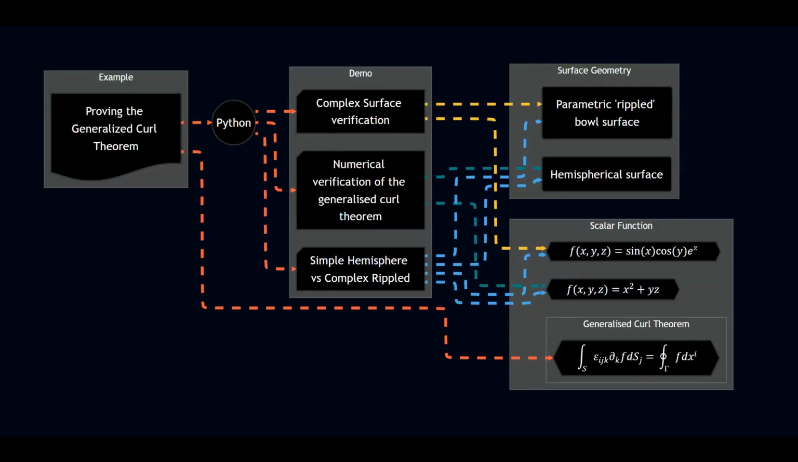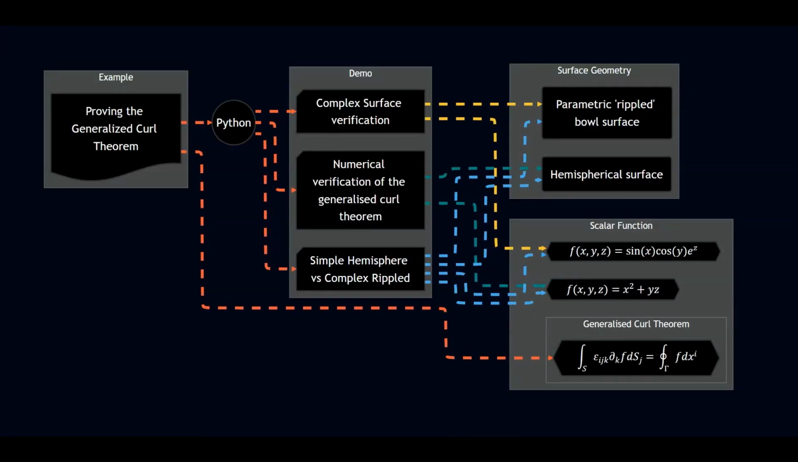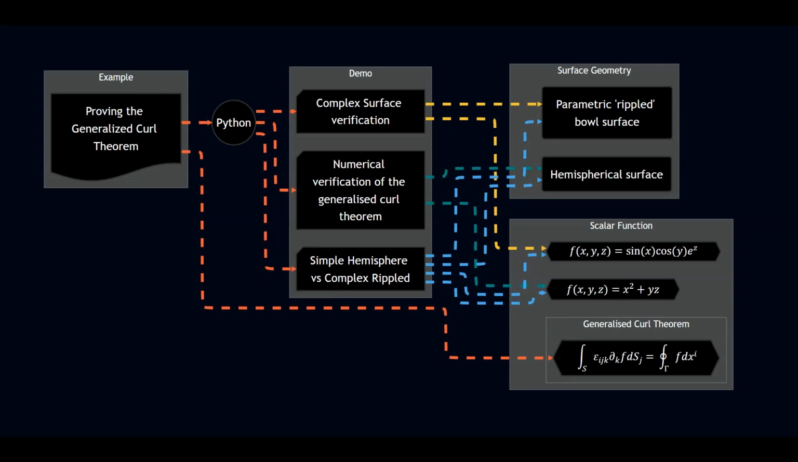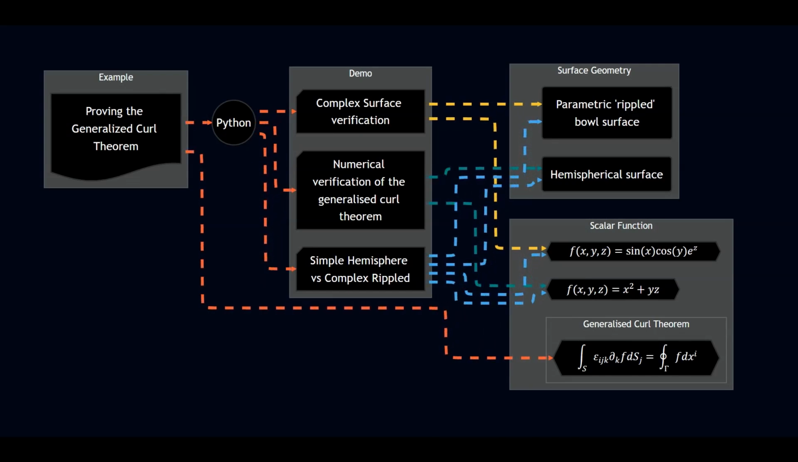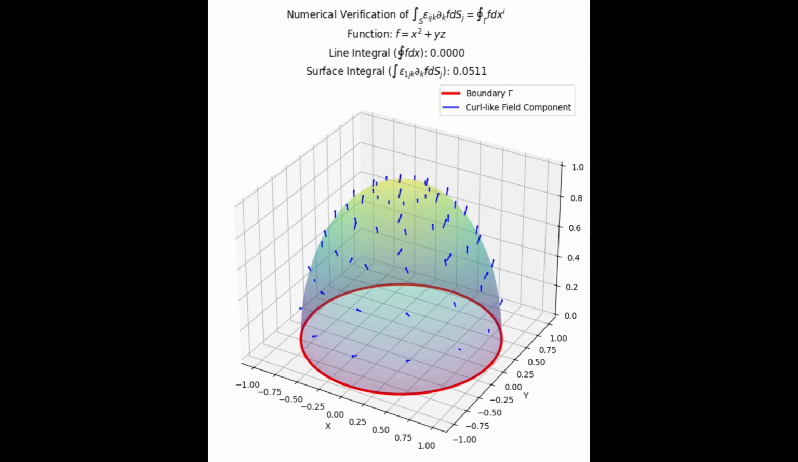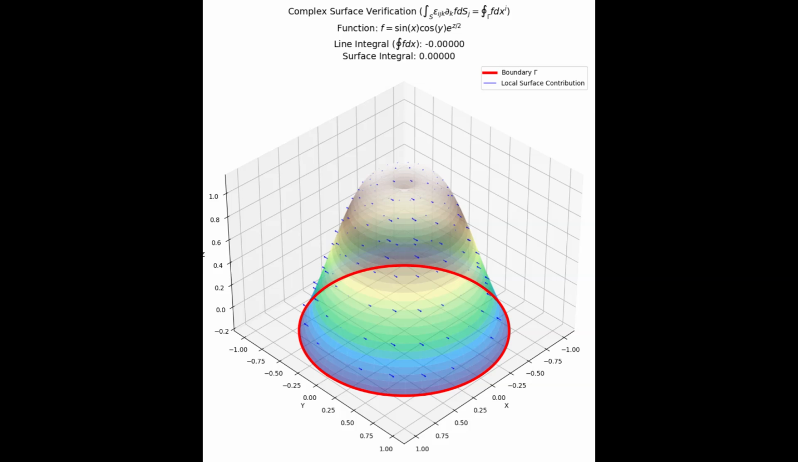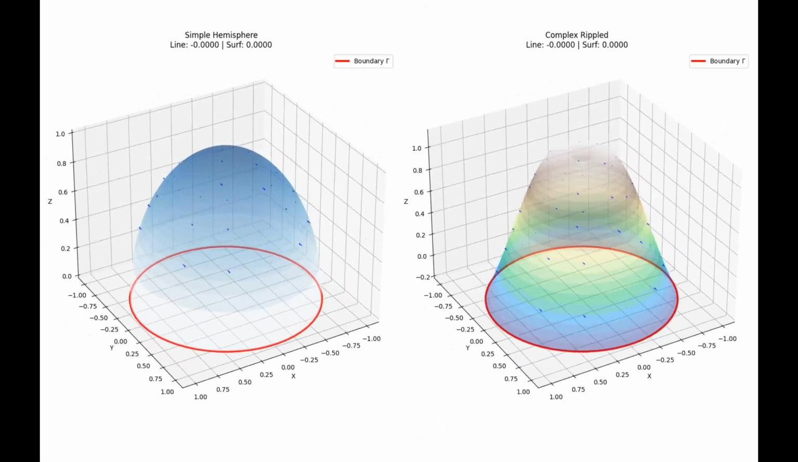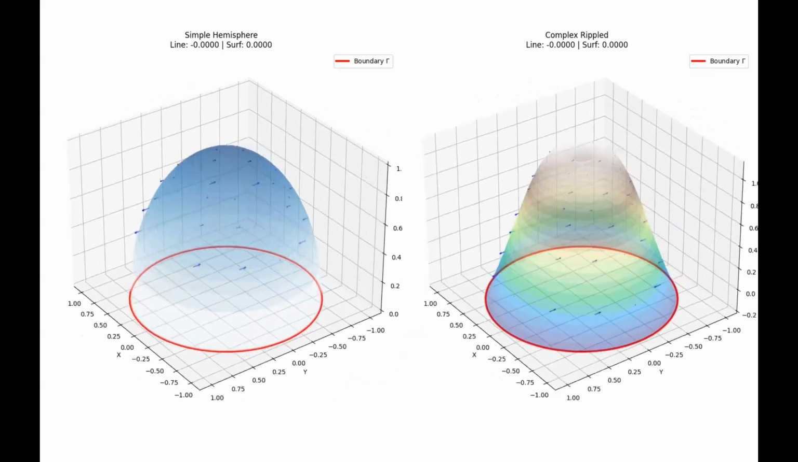The invisible balance. Bridging boundaries and surfaces through the Generalized Curl Theorem. The story of the Generalized Curl Theorem is one of hidden symmetry, a mathematical bridge that links the behavior of a function along a simple closed loop to the twist of that function across any surface capped by that loop. This sheet explores how we move from a theoretical proof to a visual confirmation that this balance remains perfect, regardless of how complex the landscape becomes.